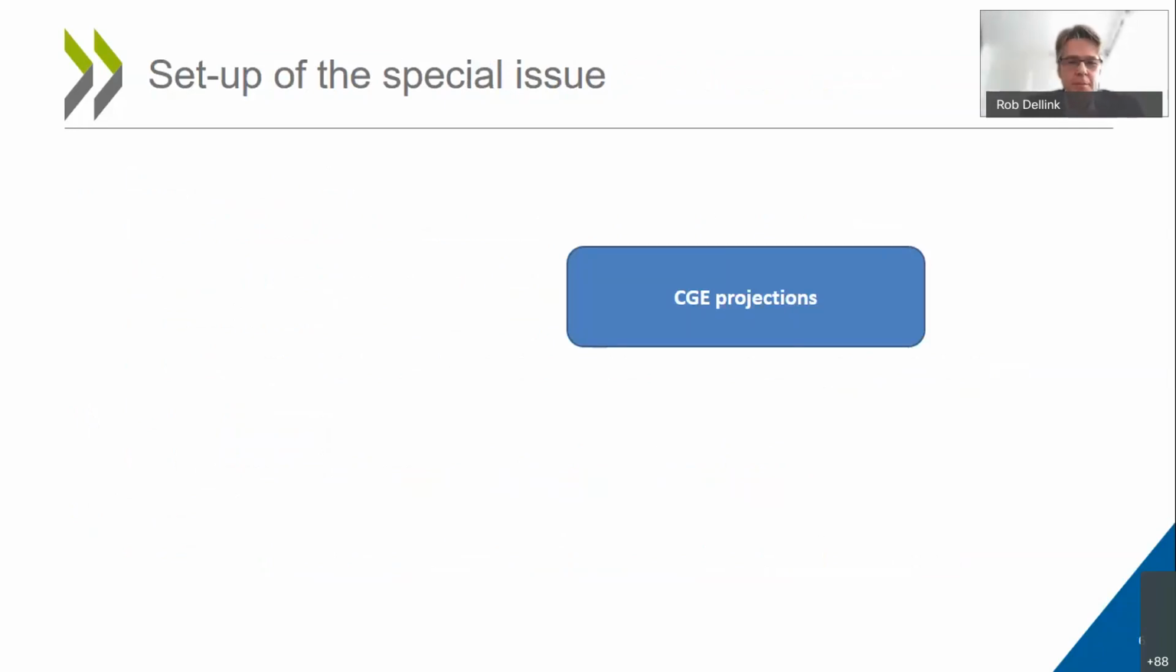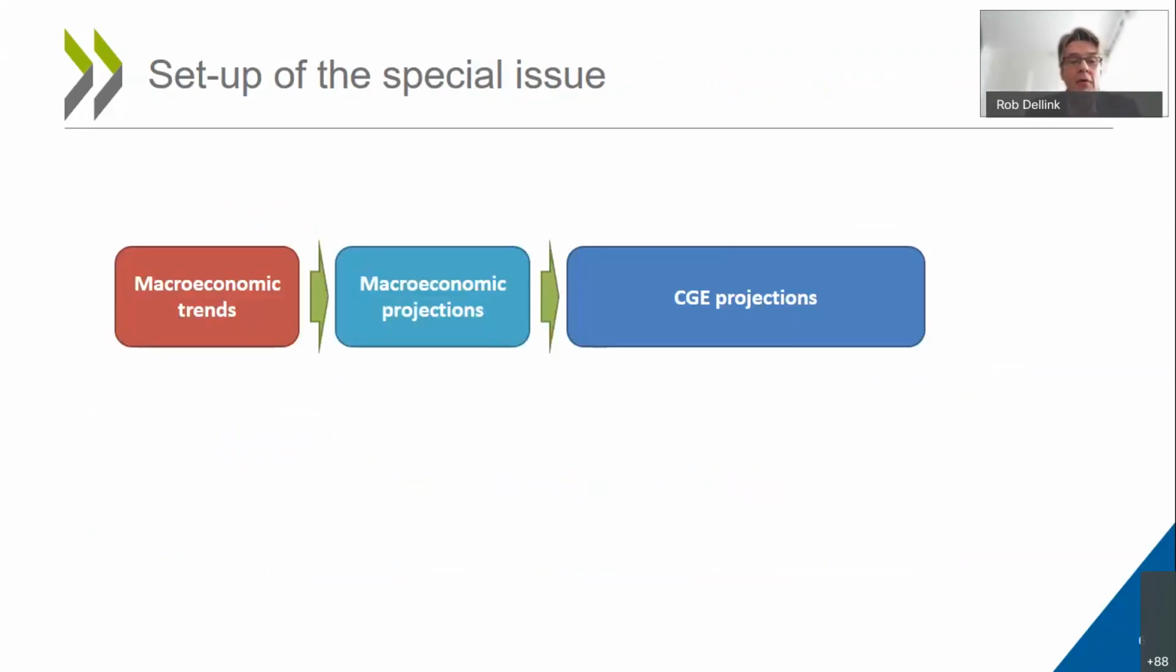So how do we set up this special issue that we have? And in that sense, what are the major elements in a CGE projection? So first, we look at macroeconomic trends, and then from that we derive macroeconomic projections that then feed into CGE projections. This will come back in the next topic, in the next presentation.